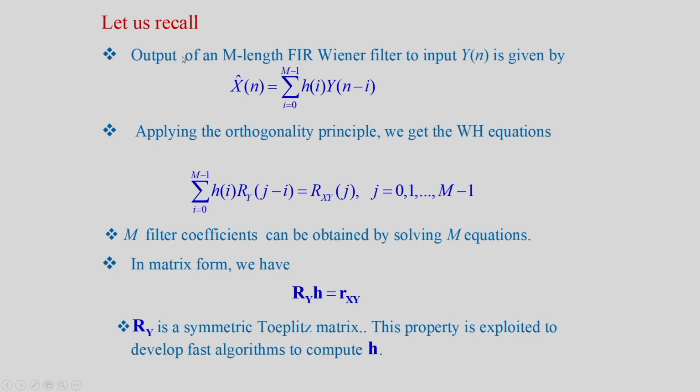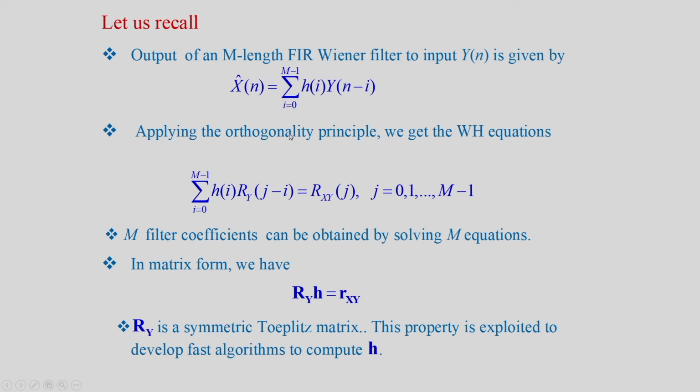Hello students, welcome to this lecture on non-causal Wiener IIR filter. Let us recall the output of an m-length FIR Wiener filter to input y(n) is given by this equation, that is, estimated signal x hat at n is the summation h_i y(n minus i), i going from 0 to m minus 1. This is the m-length Wiener filter output.